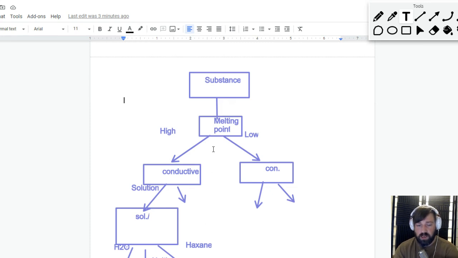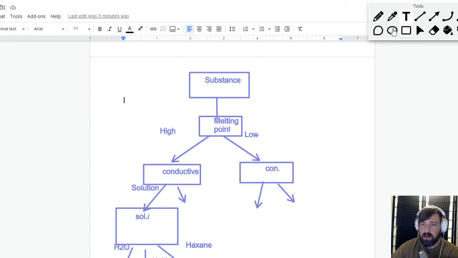Some people were asking, well, do I do this just for the knowns or for the unknowns? This should be kind of a generic tree. Basically, if you handed this to someone, they should be able to follow it down. It's like, I have a substance. I want to know what type of bond it is. Okay, I'm going to do a melting point. Okay, it has low melting point, so I'm going to move it over here.